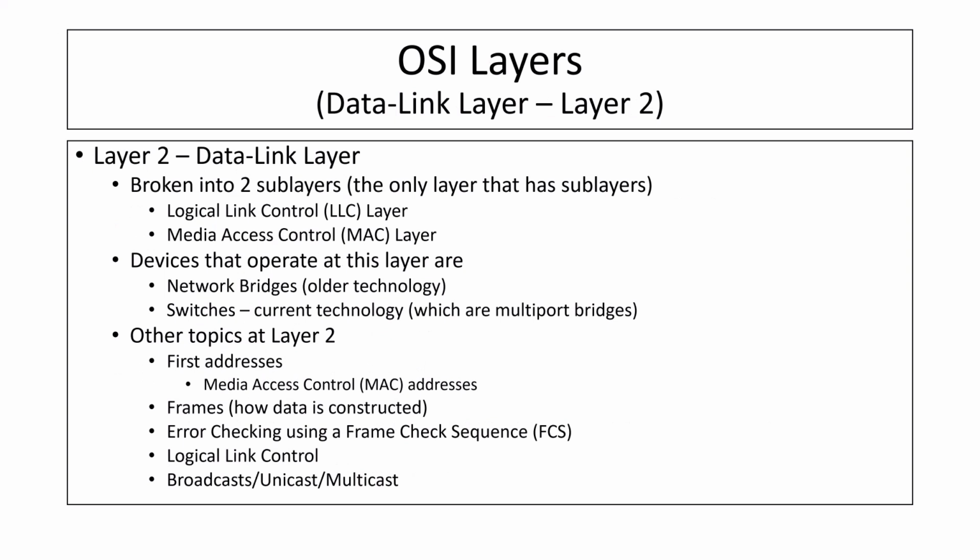Logical link control controls how the data link layer communicates to upper layers of the OSI model. We also have 3 concepts here: broadcast, unicast, and multicast.